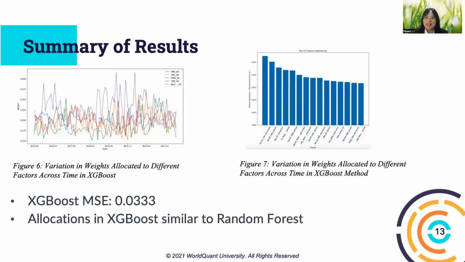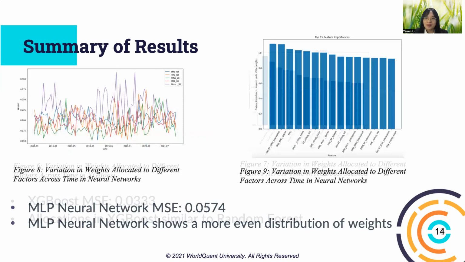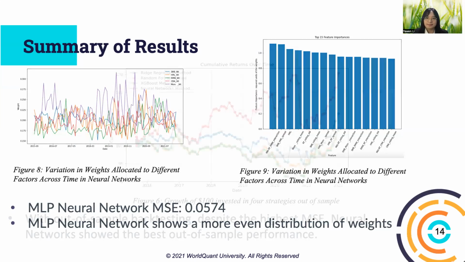Continuing our result review, XGBoost mirrored random forest performance with an MSE of 0.0633 and a similar allocation pattern, as shown in figure 7. The MLP neural network somehow presents the highest MSE of 0.0574 with a very drastically different allocation, as shown in figure 9. Here, momentum doesn't dominate. Instead, we see a more balanced weight distribution.